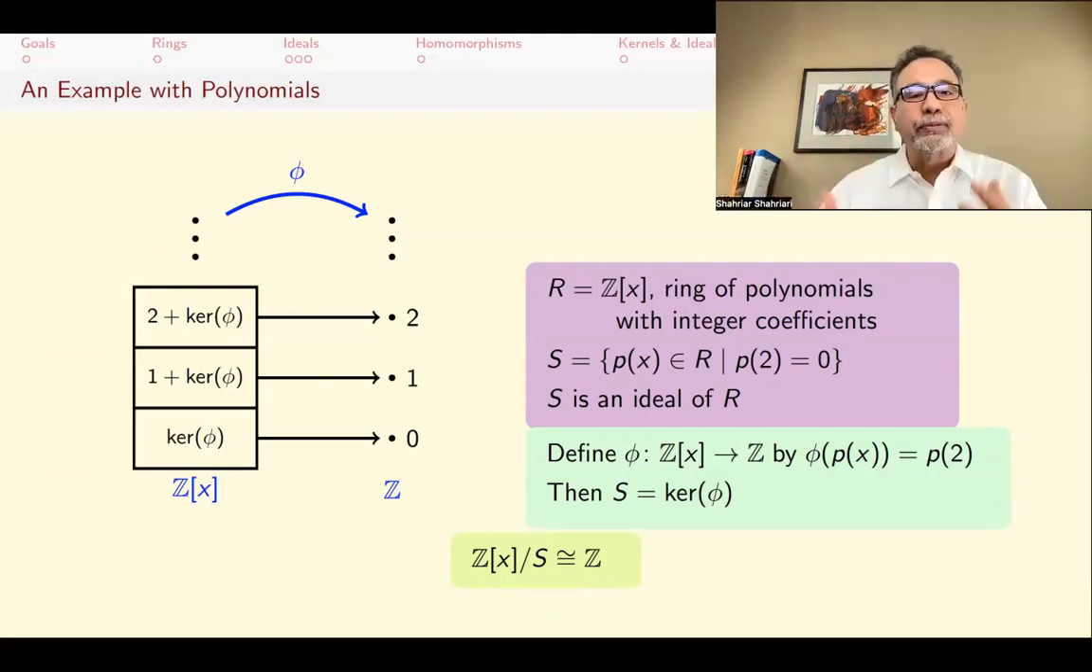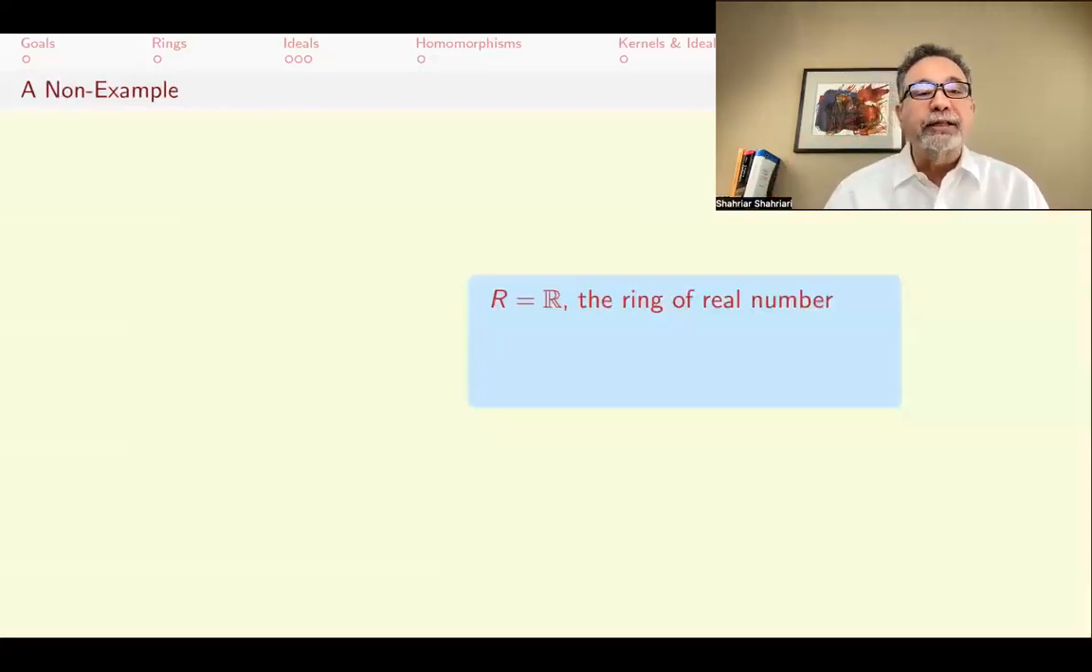Again, when we do homomorphism theorems and quotient rings, we will talk about this in more detail. Okay, so now let me give you an example to see how this could fail. Let's take R to be the ring of real numbers. You can add and multiply and subtract real numbers very well.